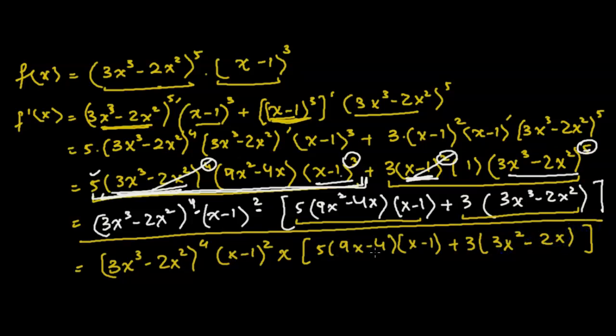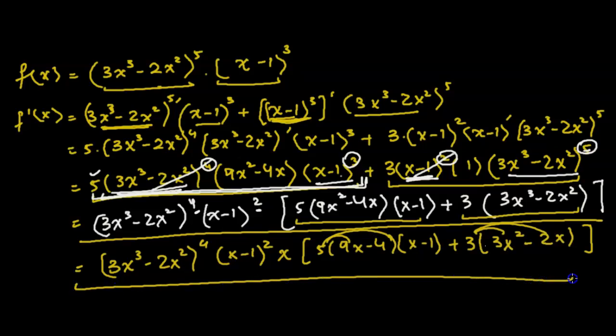If we want to further simplify it, we can expand this using distributive property as well as this, and then we can collect the like terms, or we can leave it here as the final answer.